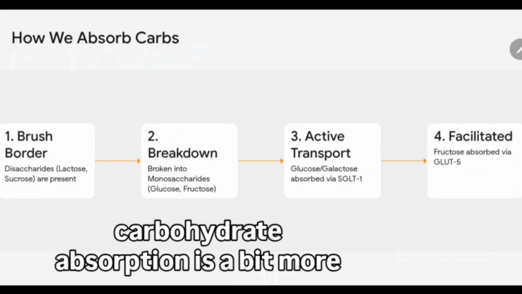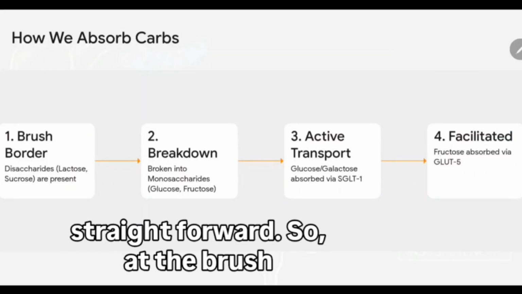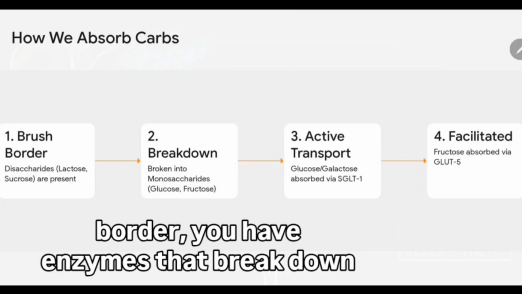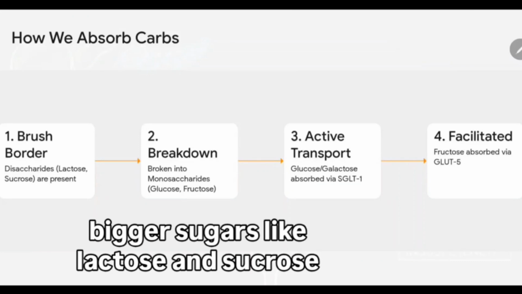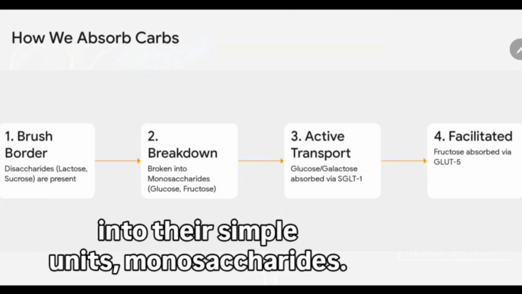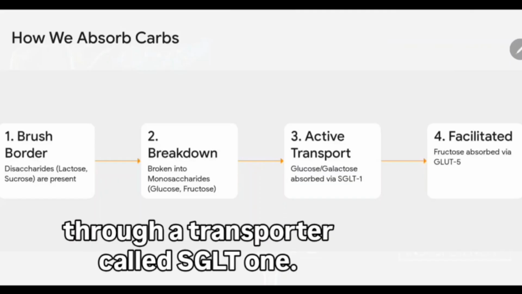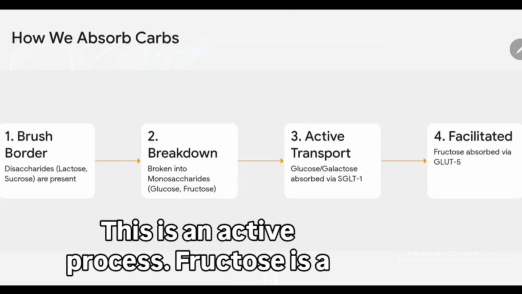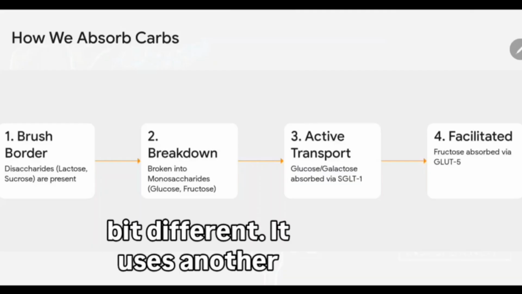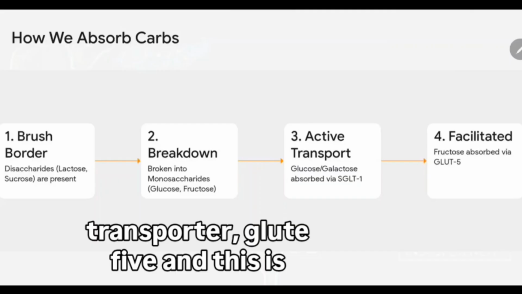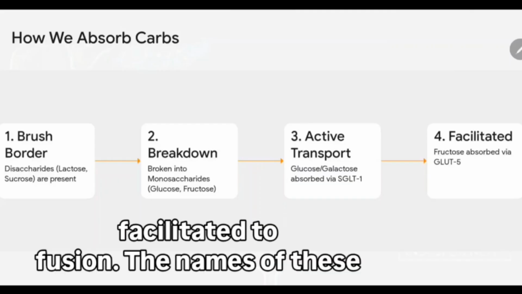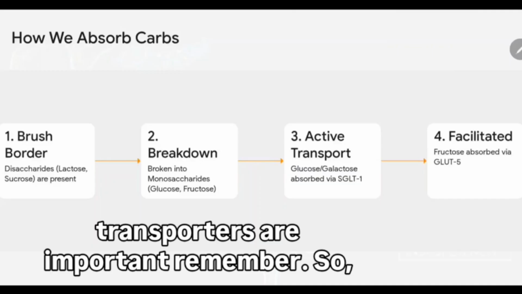Luckily, carbohydrate absorption is a bit more straightforward. So, at the brush border, you have enzymes that break down bigger sugars like lactose and sucrose into their simple units, monosaccharides. Now, glucose and galactose are absorbed through a transporter called SGLT1. This is an active process. Fructose is a bit different. It uses another transporter, GLUT5, and this is facilitated diffusion. The names of these transporters are important to remember.